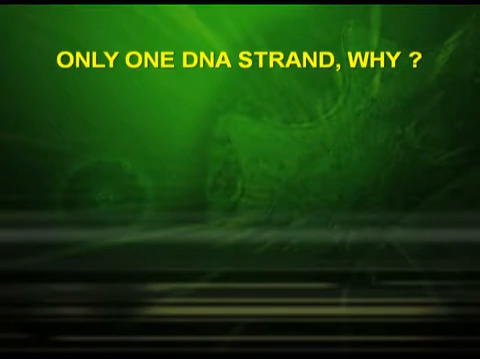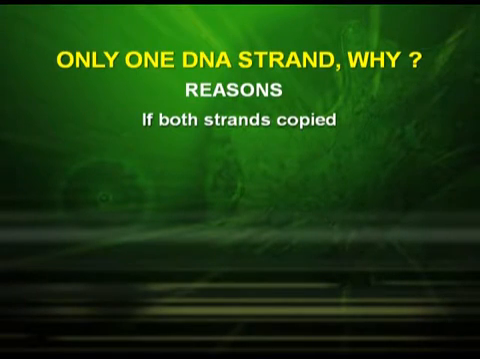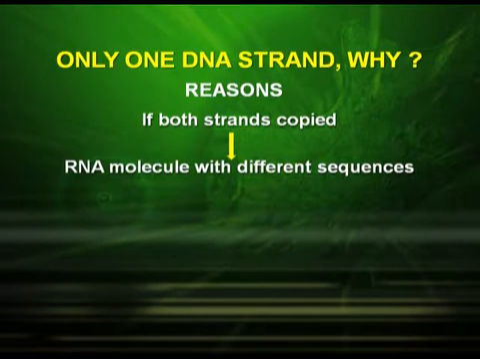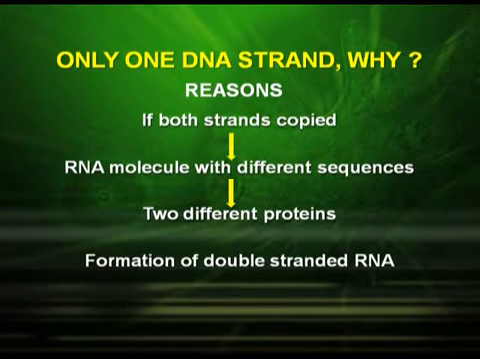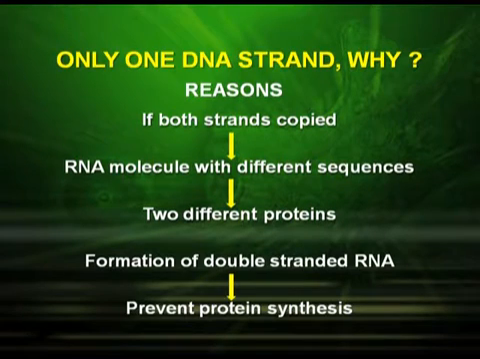Now there is a very important question in our mind: out of the two DNA strands, why is only one DNA strand transcribed? Now let's go into the detail of that. If both the strands are copied, the RNA molecules will have different sequences, so we will have two different proteins. Another important thing is the formation of double-stranded RNA, which will prevent protein synthesis.